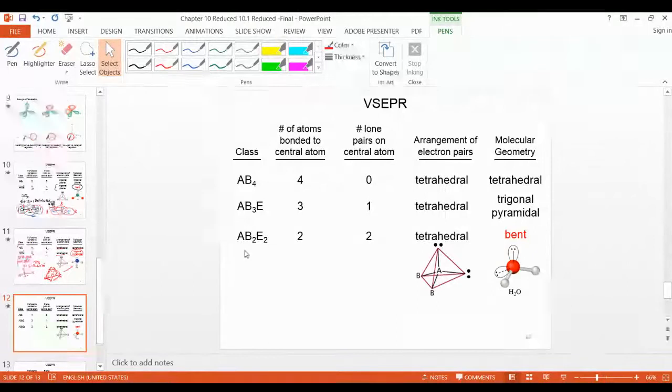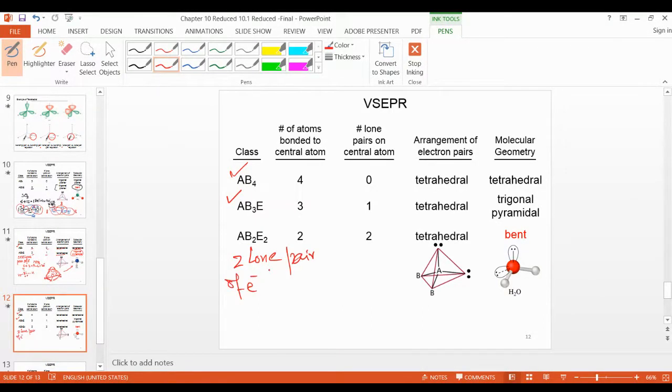AB4, another type. Here this is done. Now this one is, suppose, 2 lone pairs of electrons are present. The example is water, H2O. So now how do you write the Lewis structure? Hydrogen 2 plus oxygen 6, total is 8. So oxygen is your center, and now you will put 2 atoms around it.